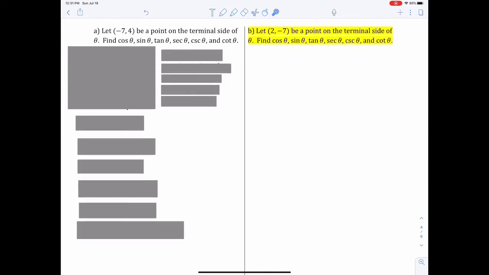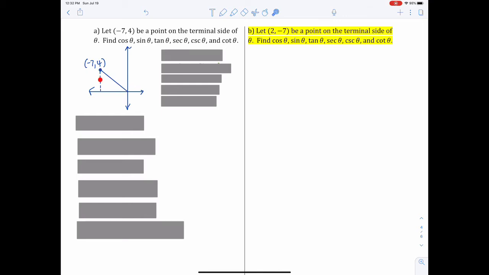So we have -7, 4. It's a point on the terminal side of theta. Okay, so first of all, let's just plot that point. If we plot -7, 4, we know it's going to be in quadrant 2. So it's going to look something like this. I plot -7, 4 and just make a radius, essentially, so this is just like part of our unit circle. I just want the radius. That's all I care about.